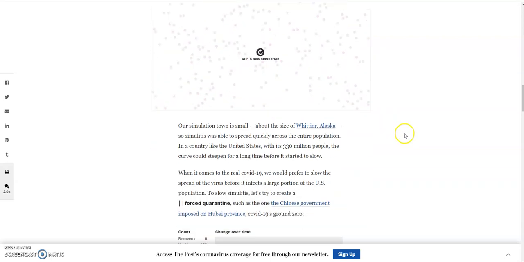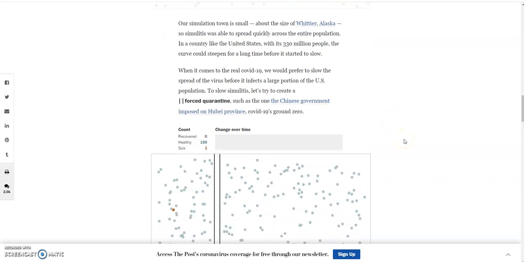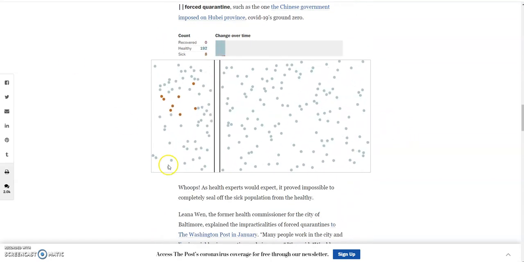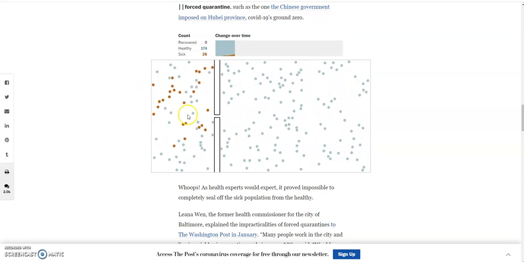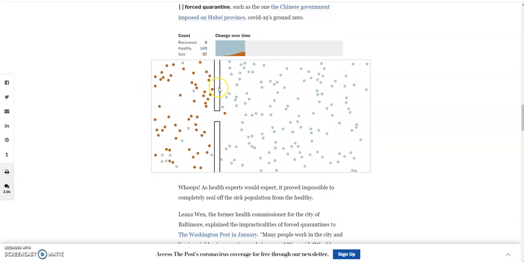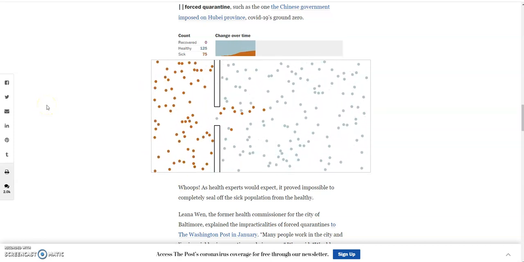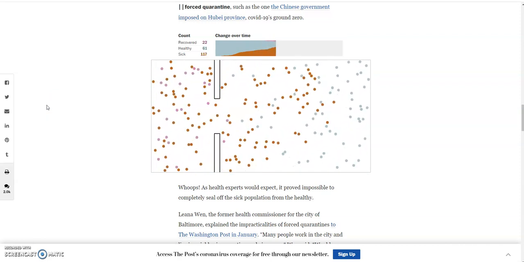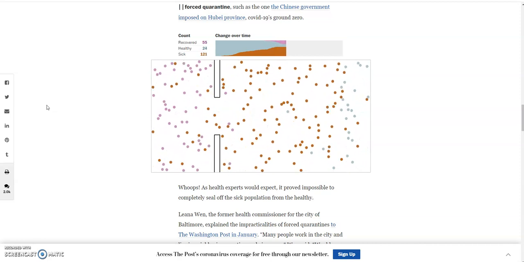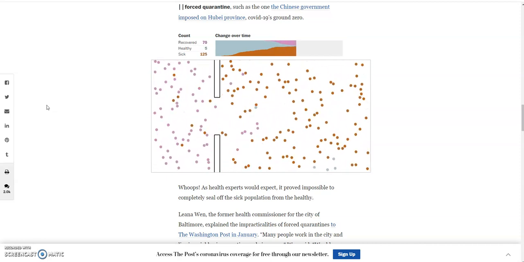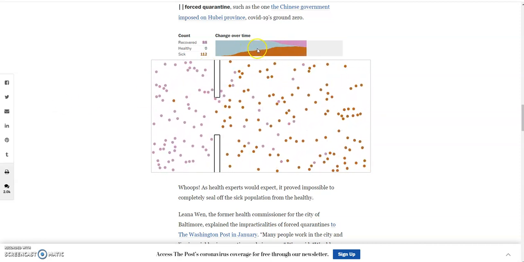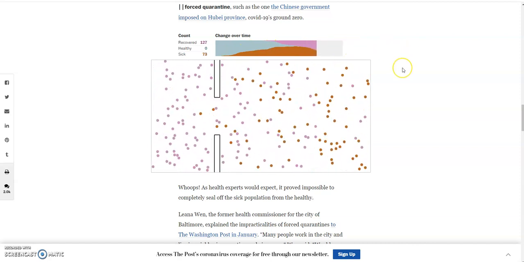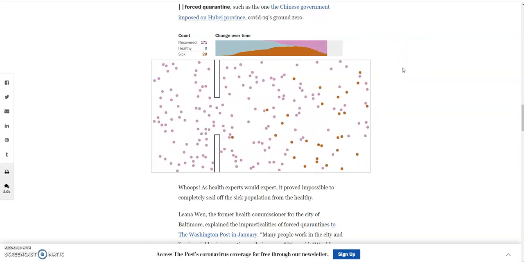So then I move down, if we were to, for instance, quarantine. On the left side, these are people that are forced to be quarantined. And then as I slowly open up that quarantine, it shows that over time less people are getting sick, but it still eventually will spread. And so again, we see the exponential curve, but it's not as drastic, and then eventually everyone does get healthier.